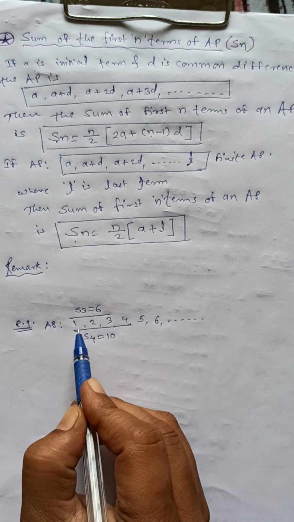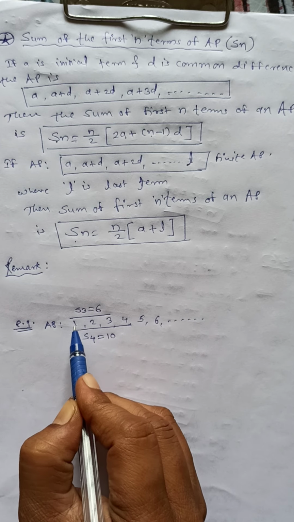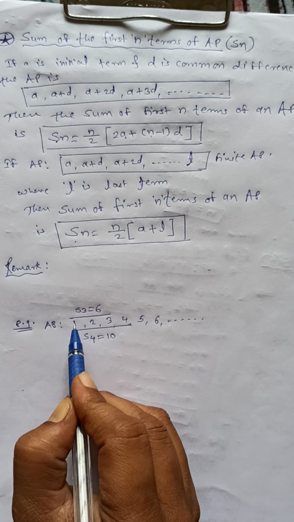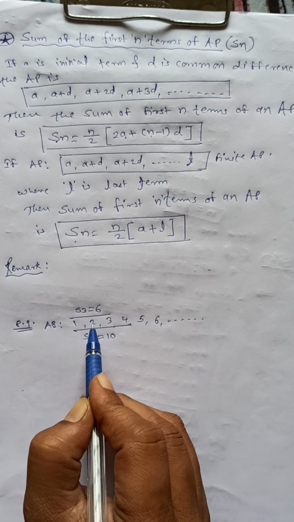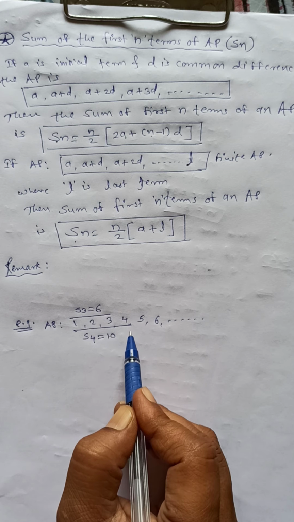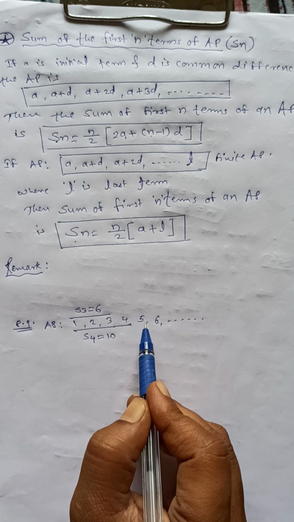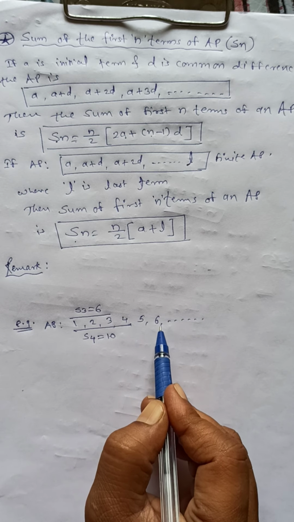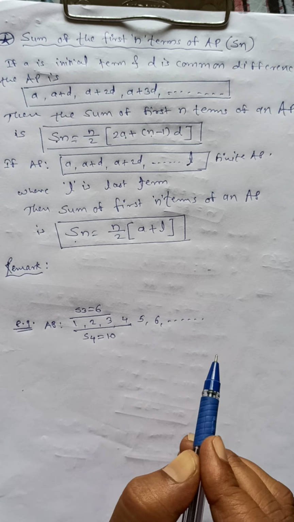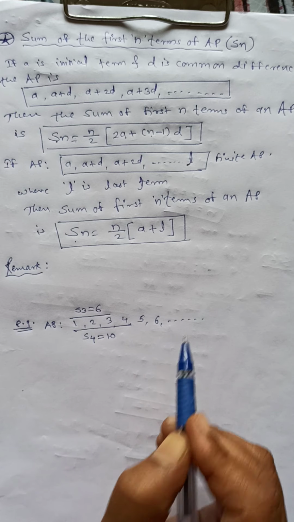So S1 is always only the first term. S1 is 1. S2, the addition of these two terms, 1 plus 2, is 3. S2 is 3. S3 is 6. S4 is 10. S5, that is 10 plus 5, is 15. S6, 15 plus 6, is 21, and so on. Like this we are calculating the sum of the first n terms.